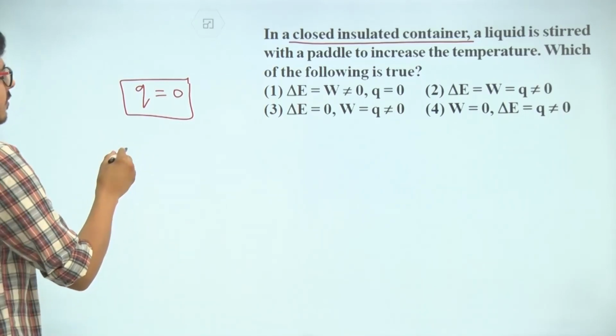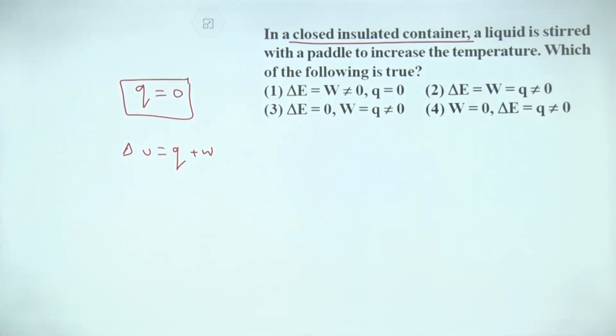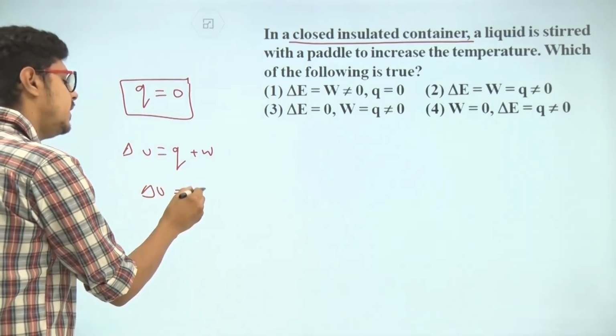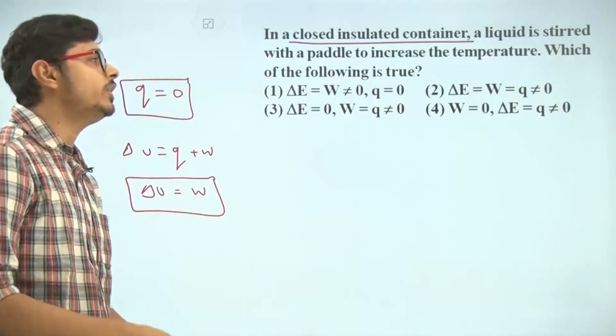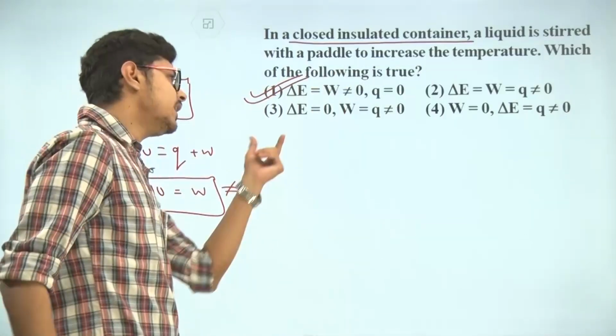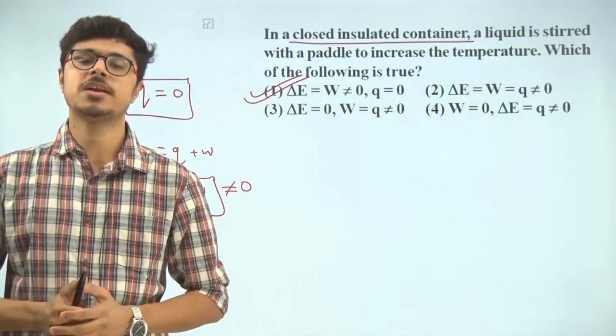Here we have our first law of thermodynamics: delta U is equal to Q plus W. It is an insulated container, so the value of Q will be 0, and if Q is 0, delta U is equal to W. The liquid is stirred with a paddle to increase the temperature, which means work is done on the system, so it cannot be 0. So delta U is equal to W, which is not equal to 0, and Q is equal to 0. That is option number 1.